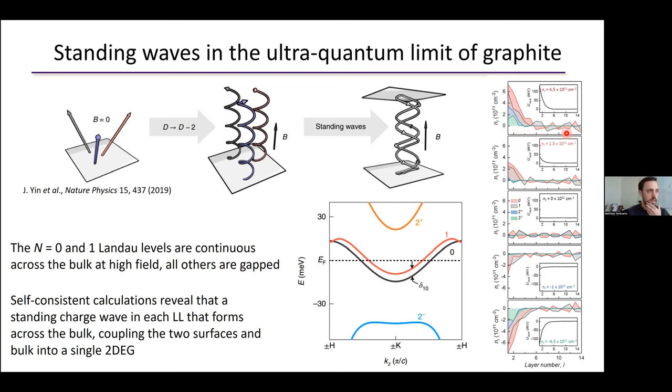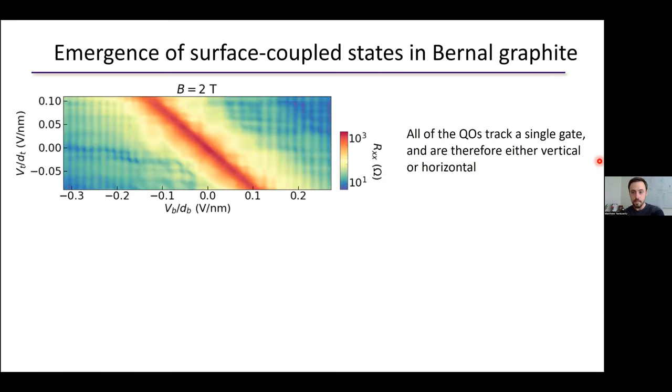There's a question, what B field is this calculated for? I think it's on the order of like 12 Tesla, but really it should work for anything in the ultra quantum limit, around 7.5 Tesla or above. And for thinner sheets, you can push it down to lower fields as well.